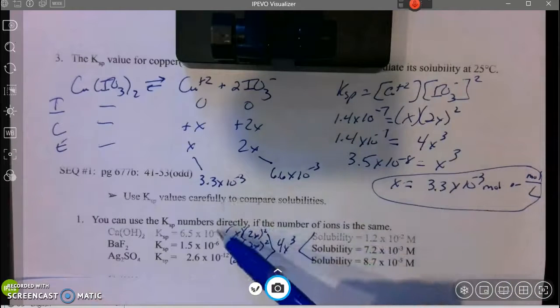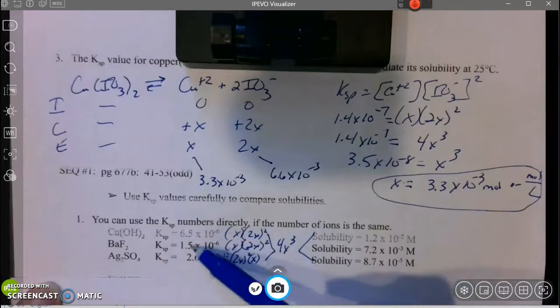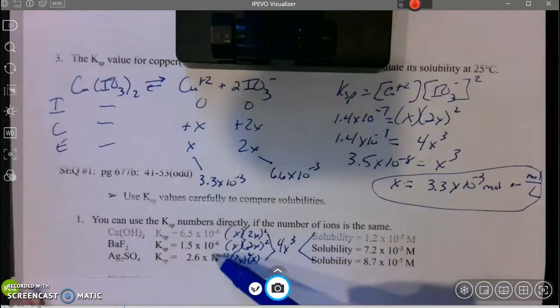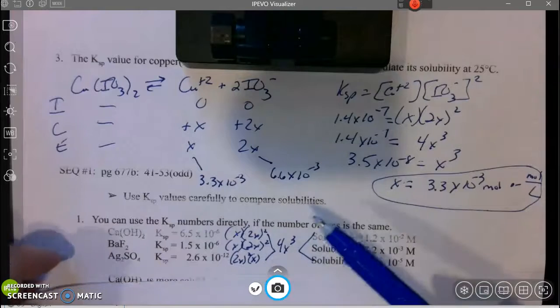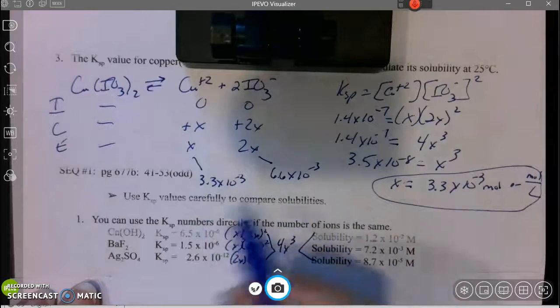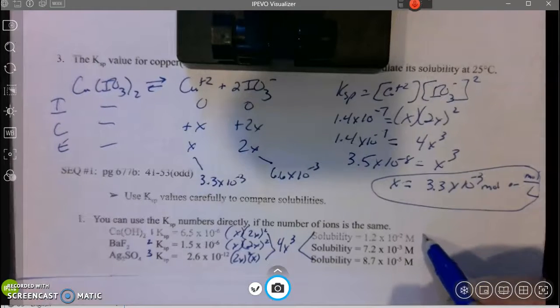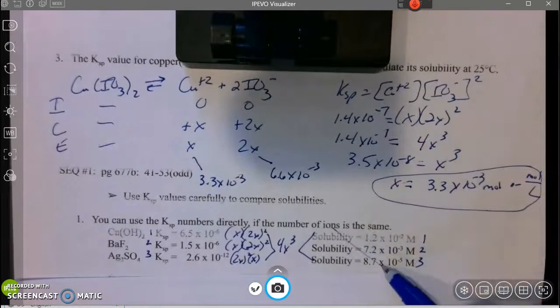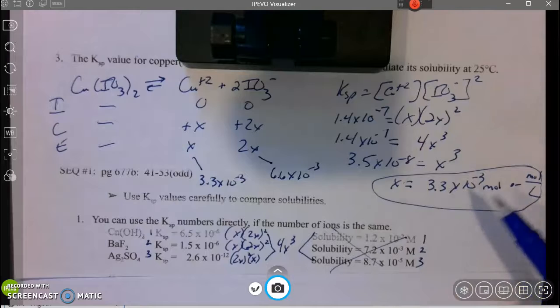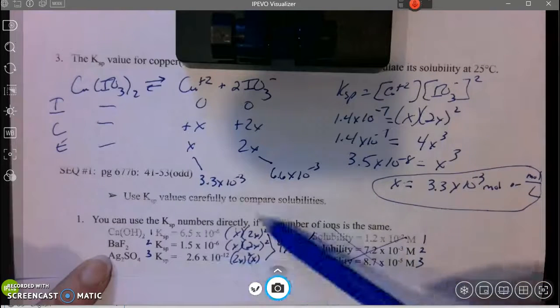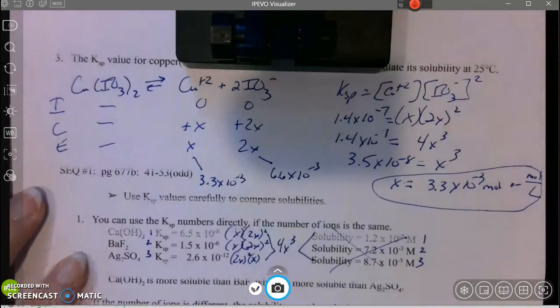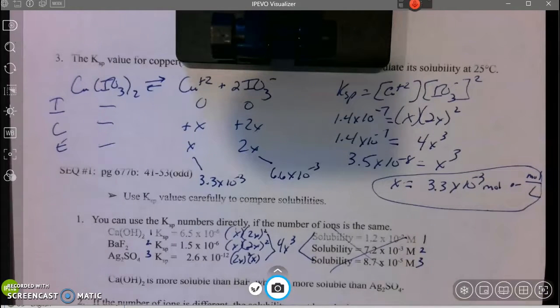But if I look at comparing these, 6.5 times 10 to the negative 6th is the highest number, so this would be the most soluble. This one is next, again close, but just not quite as high, and then this one would be last. So I'm ranking these 1, 2, 3. But I don't have to actually calculate those, because they have the same number of ions, so I can just go directly to this. Okay, so there's my little statement there.